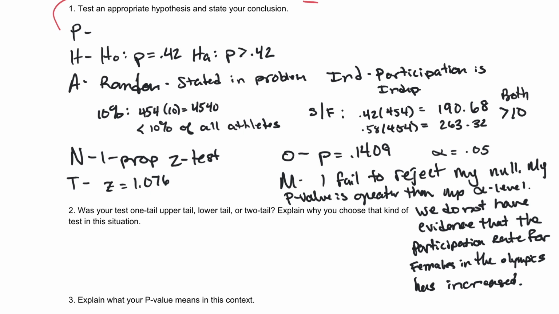What was it? A one tail, upper tail, lower tail, two tail. What was it? And then explain why we chose that. This is a super easy question. My alternative was that p was greater than 0.42.